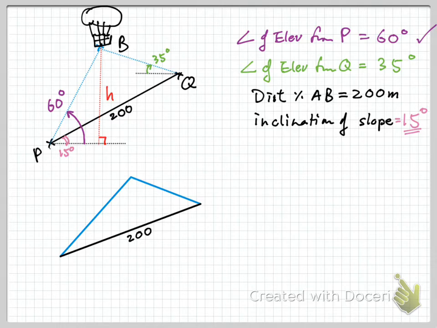For example, we can get this angle BPQ by subtracting 15 from 60. The purple angle here is 60, but the pink angle is 15. So the difference between them, let me put that in yellow, will be 45 degrees. This 45 comes from 60 minus 15.